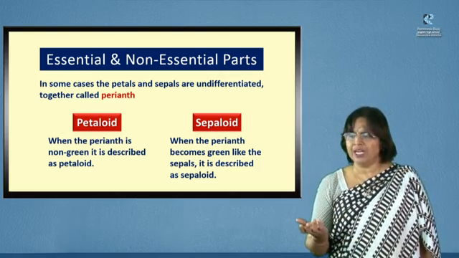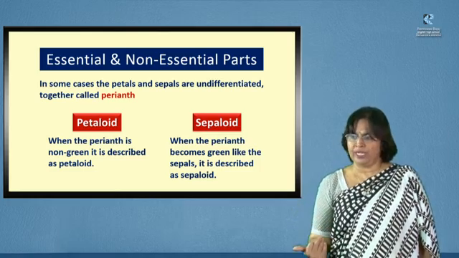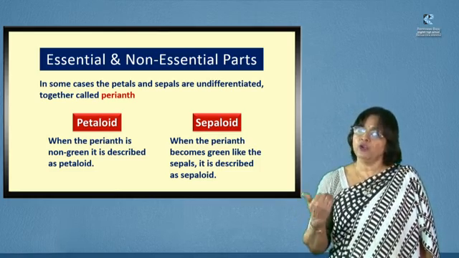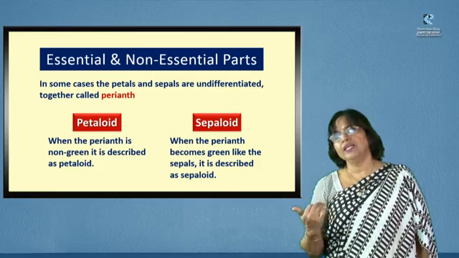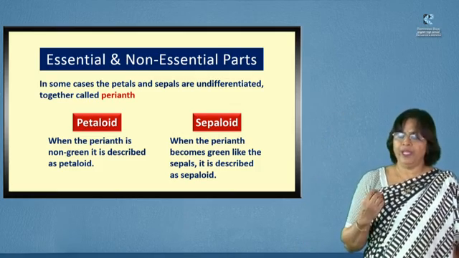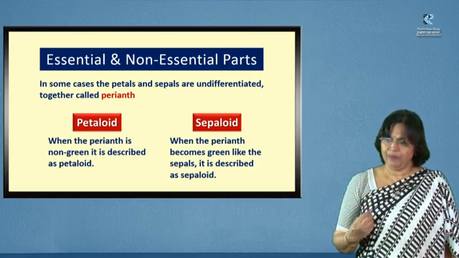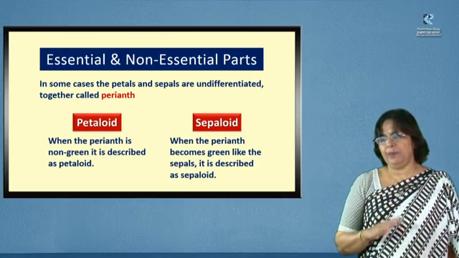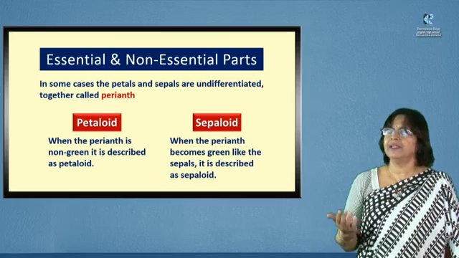There are other flowers where sepals and petals look alike, it is a perianth, but they look green in color, then you call it sepaloid perianth. So, perianth is a term used when sepals and petals look alike. Petaloid perianth is petal-like, sepaloid perianth is sepal-like.